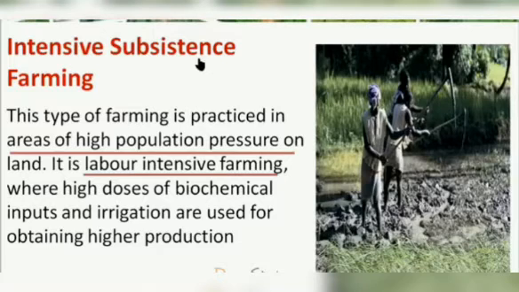Okay, next, what is intensive subsistence farming? Intensive subsistence farming in India is practiced in areas where there is a high population pressure on land. It is labor intensive farming. So farmers use heavy biochemical inputs and intensive irrigation methods to obtain higher production.